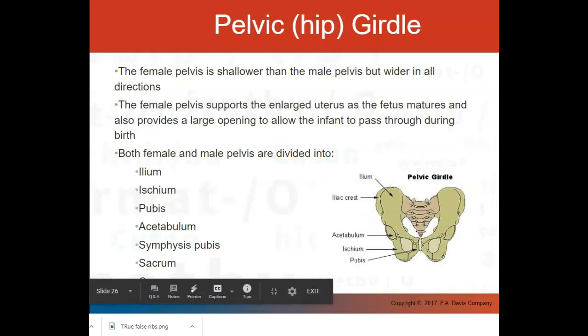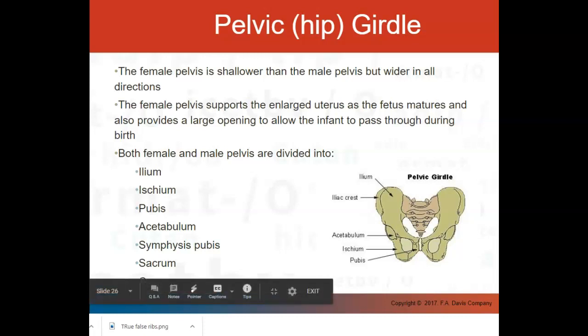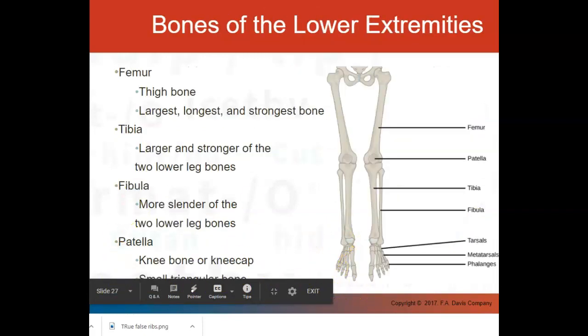The female pelvis is shallower than the male pelvis, but wider in all directions. The female pelvis supports the enlarged uterus as the fetus matures and also provides a large opening to allow the infant to pass through during birth. Both female and male pelvis are divided into an ilium, ischium, pubis, acetabulum, symphysis pubis, sacrum.